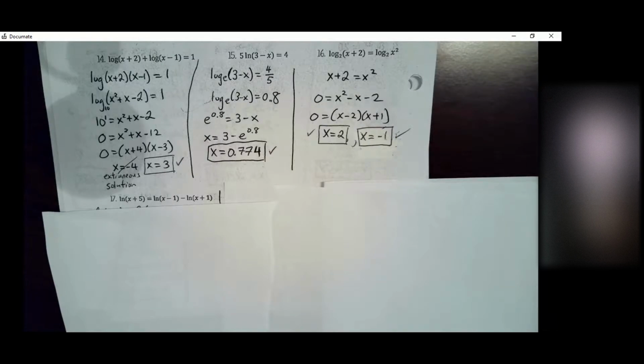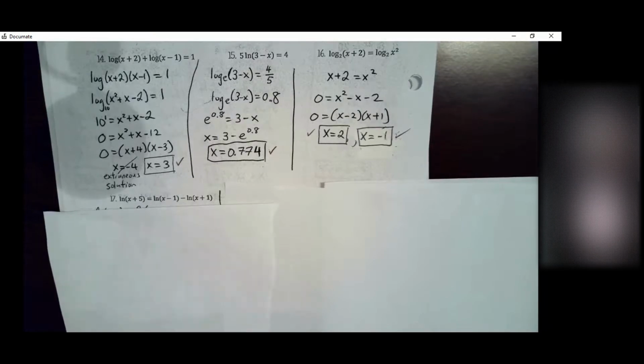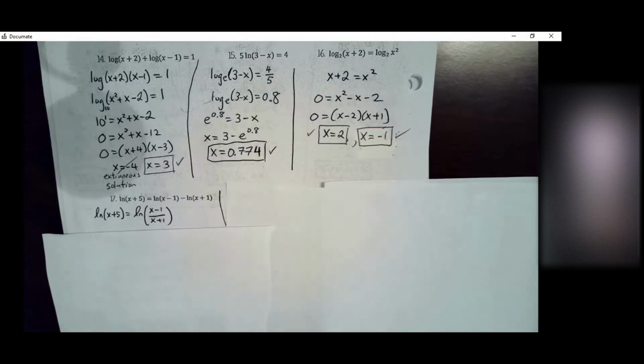So ln x plus 5 equals ln x minus 1 over x plus 1. Yeah, quotient property. The difference of two natural logs would be the quotient of the arguments. And then can your ln's cancel out? Mm-hmm. Okay.